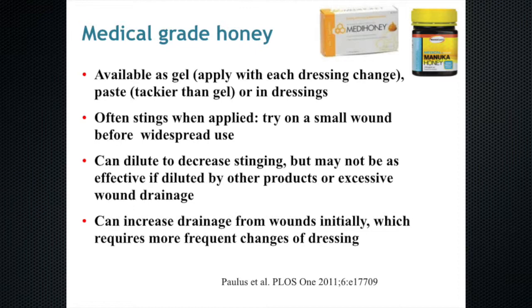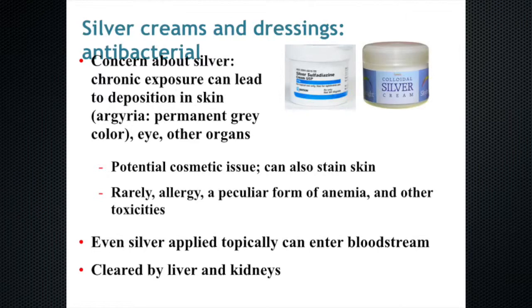What about silver creams and dressings? Well, they're known to be antibacterial. There are doctors that don't want to use these because of concern about silver. And that concern relates to the fact that if you're chronically exposed, it can lead to deposition in the skin. That's called argyria. And it can give you a permanent kind of ashy gray color to the skin. It can deposit in eyes. It can deposit in your internal organs. Now, that is a potential cosmetic issue. Any kind of silver, when you put it on, could potentially stain the skin as well.